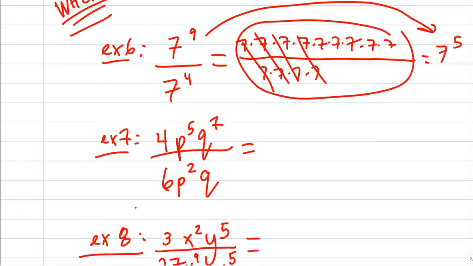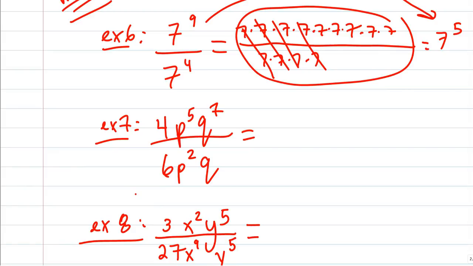What do I do when it's a mixture of things? Well, I could write it all out. Here's what I would do. Take the 4 over 6. Reduce it. 4 and 6 are both divisible by 2. So I know my answer is going to start with a 2 on the top and a 3 on the bottom. So basically reduce the numbers.